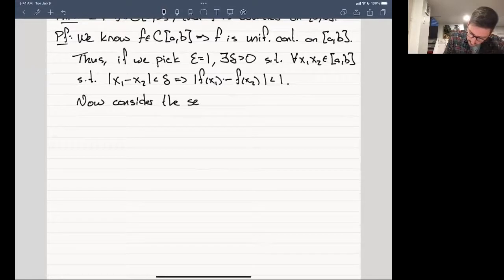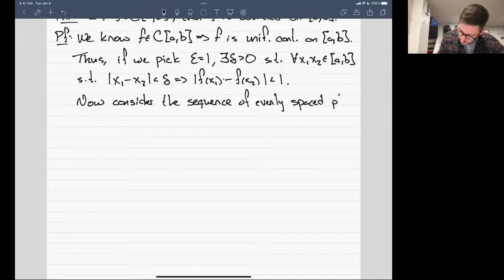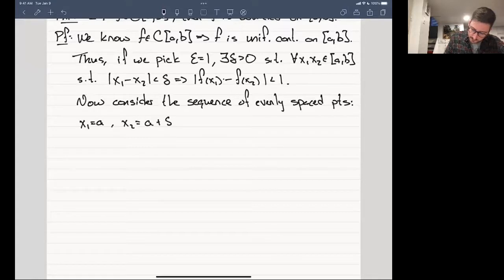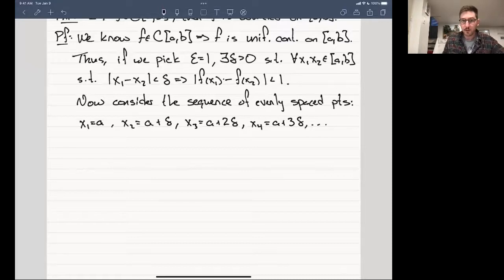So we're going to sort of discretize the domain, a sequence of evenly spaced points, as follows. So we're going to say let x1 be the left endpoint. x2 is going to be going delta forward from that left endpoint. x3 is going to be going 2 delta forward from that left endpoint. x4 is equal to 3 deltas forward, and so on and so forth.